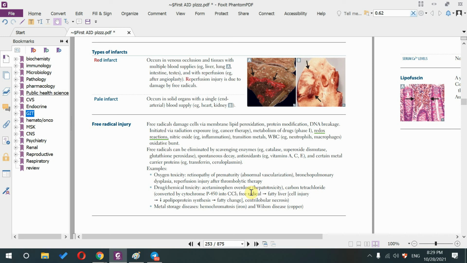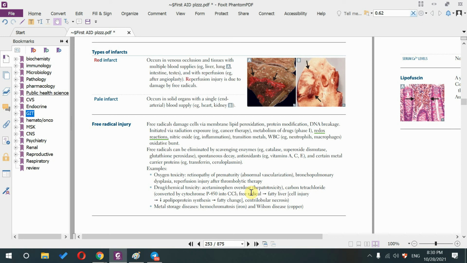And with reperfusion injury. For example, let's say someone had an MI, and he was reperfused. And when he got reperfused, there are a lot of free radicals. And these free radicals go rapidly inside of the organ and they destroy the whole area. So yeah, that can lead to red infarction as well.